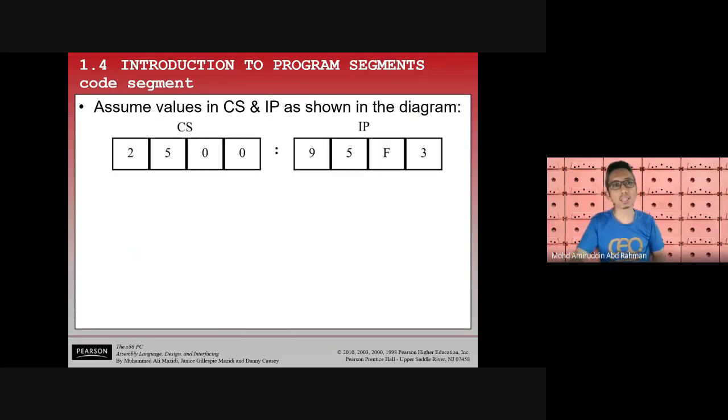Okay, let's look at this example. Let's say we have these two numbers in the code segment and the instruction pointer. In the code segment, CS, we have 2500, and in the IP we have 95F3.